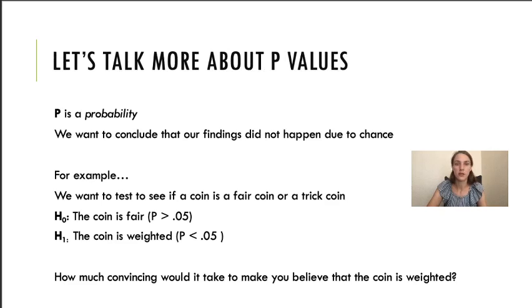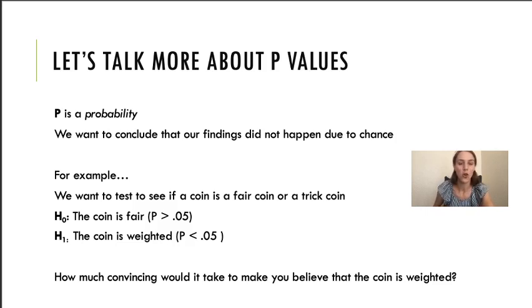So here's a sort of overview of this. P is a probability, and we want to conclude that our findings are not happening, or we're not detecting a difference in scores or groups or whatever we're measuring, just due to chance. So let's set this idea up as an actual hypothesis test.